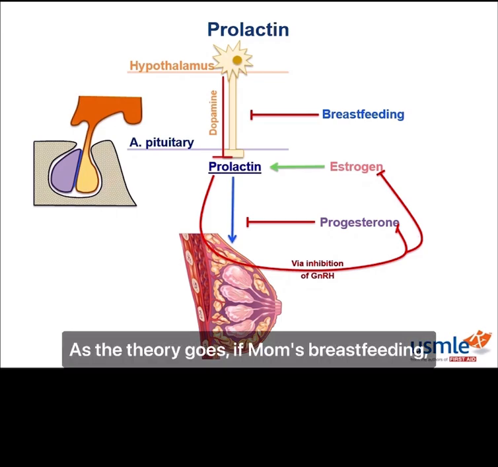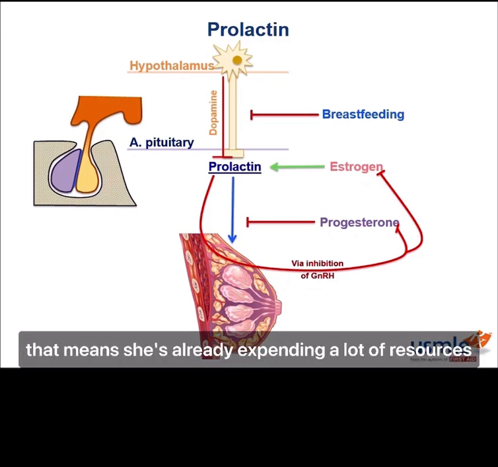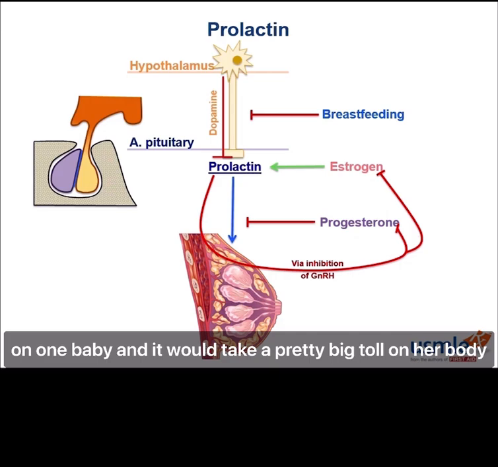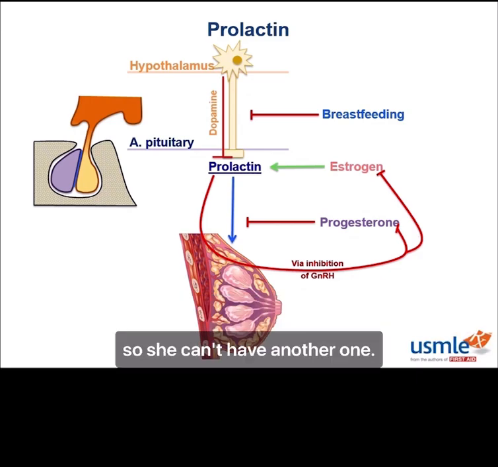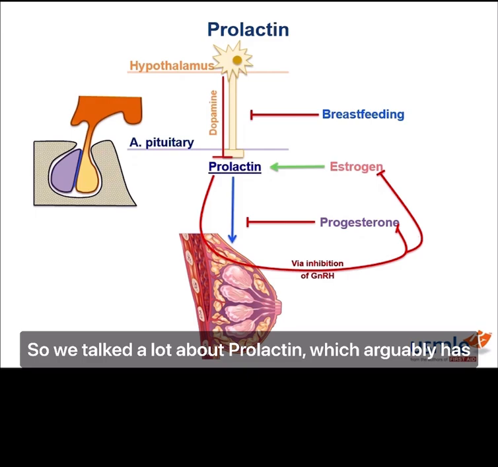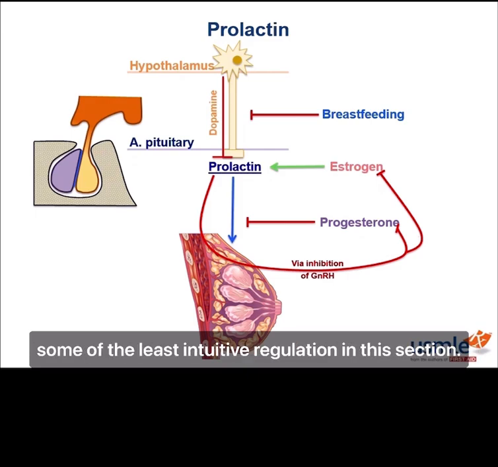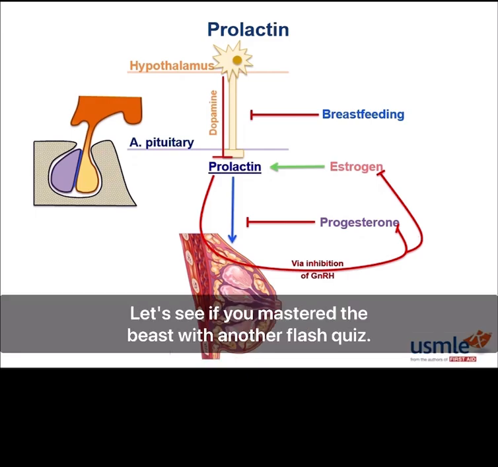As the theory goes, if mom's breastfeeding, that means she's already expending a lot of resources on one baby, and it would take a pretty big toll on her body to add another pregnancy to the mix, so prolactin goes ahead and suppresses her menstrual cycle so she can't have another one. So we talked a lot about prolactin, which arguably has some of the least intuitive regulation in this section. Let's see if you've mastered the beast with another flash quiz.